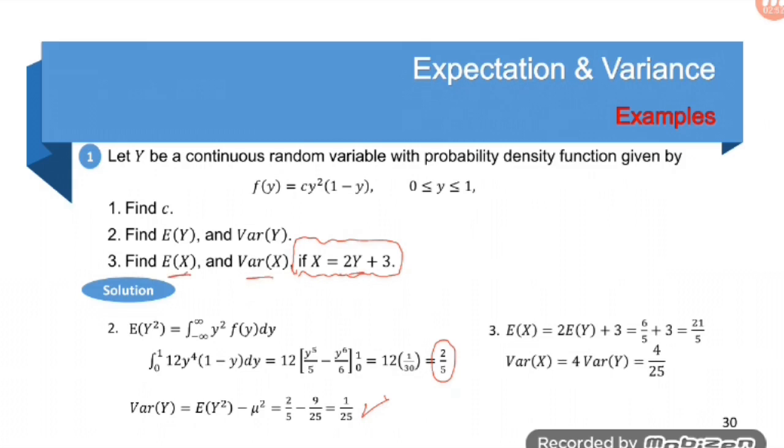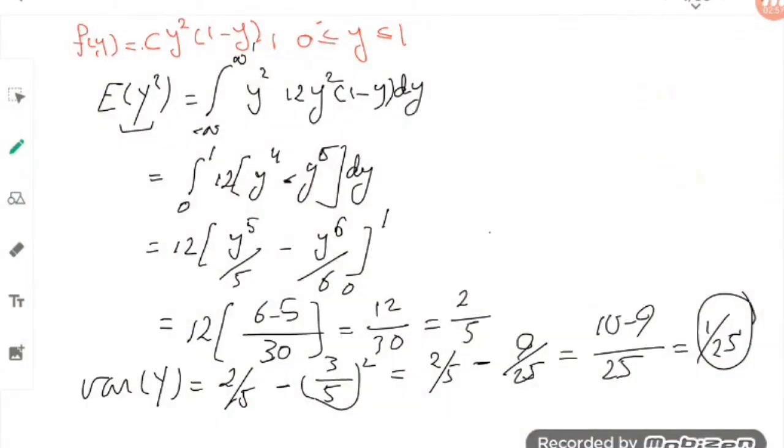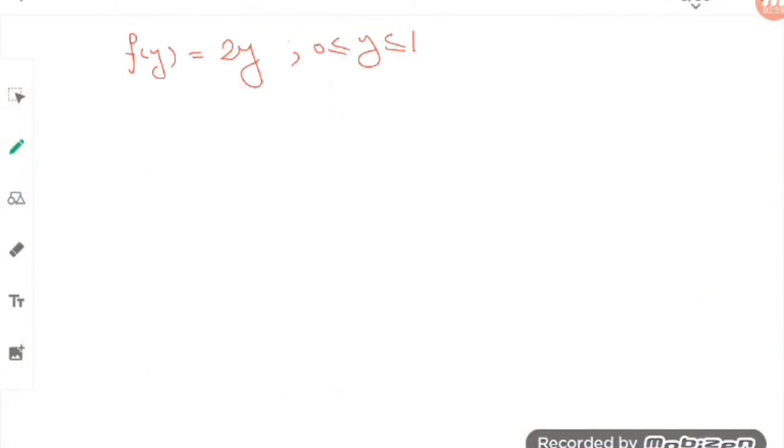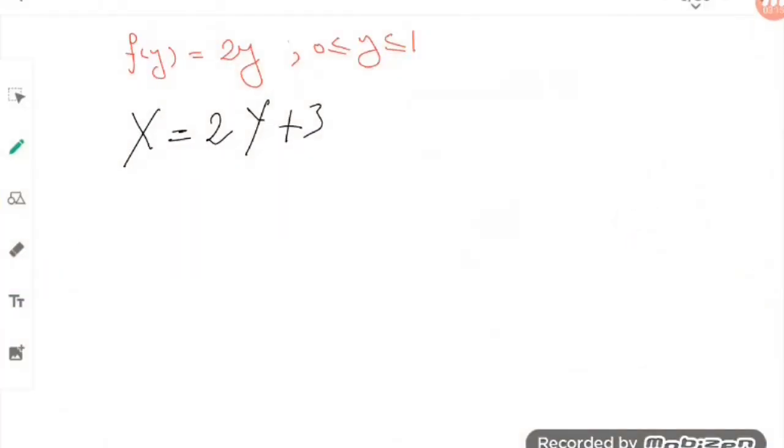Let's try doing this. We are here defining a new random variable from y, which is x equal to 2y plus 3. Let's check. We are writing the correct formula, 2y plus 3. Yes, correct. And we need to find the expected value of x and the variance of x.